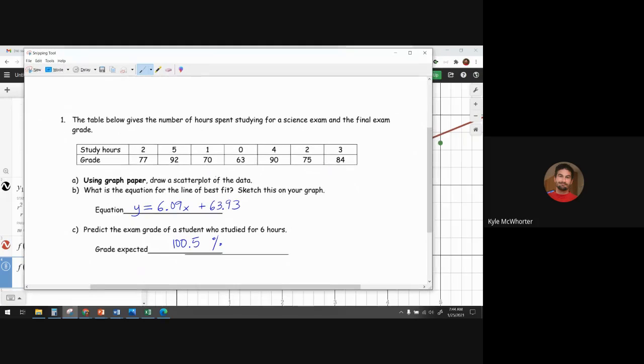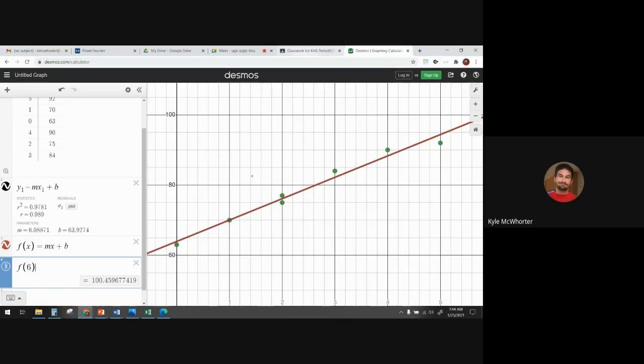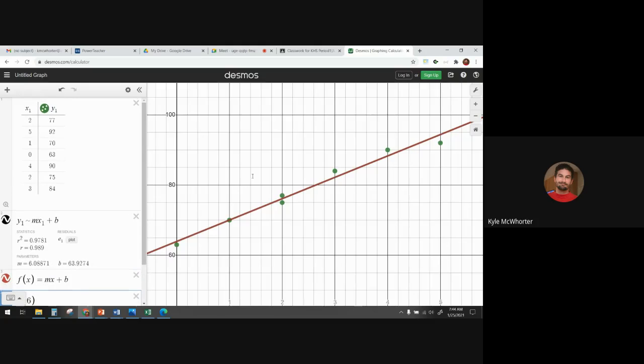So in this situation, it wouldn't make sense to study for more than 6 hours because you wouldn't get any grade higher than 100. Okay, so that's how we did it. You have to enter your data into your table, making sure that the ordered pairs are lined up. And then you type y1 squiggly m x1 plus b to get all your information.